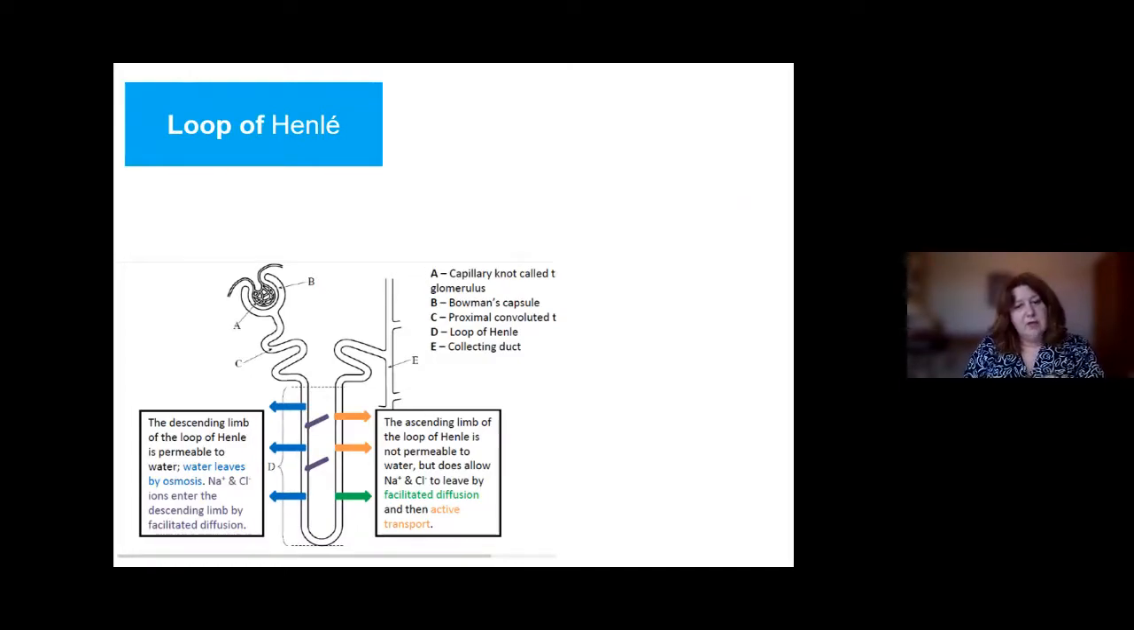Now contrast that with the ascending limb. It's not permeable to water, so water can't move in or out, and what happens is that sodium and chloride ions can actually leave by facilitated diffusion. They tend to leave by facilitated diffusion down the bottom and active transport as you ascend the ascending limb.